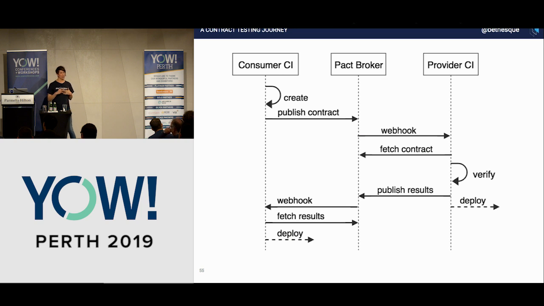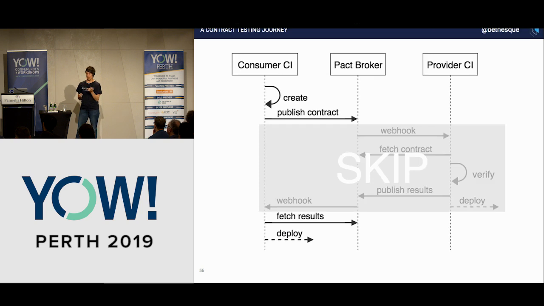Every organization's CI is different, but here's a pretty standard one. The consumer CI runs their tests. They generate the contract and publish the contract. The Pact broker kicks off a webhook to run the provider CI. Provider CI fetches that contract, verifies it, and then publishes the results back to the consumer. Now, the consumer CI can then do what it needs to do with those results, perhaps deploy the latest version to a test environment or even a production environment if that's the way you like to do things.